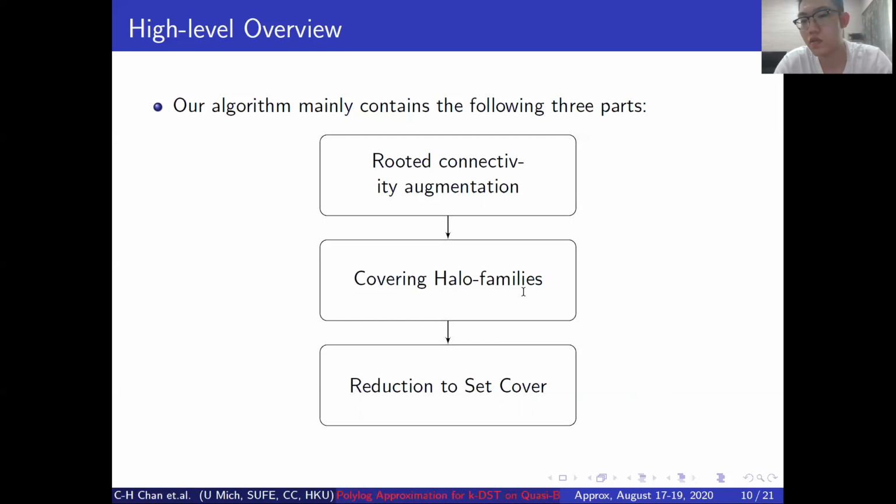We will reduce it to set cover. If we treat it as a black box, then we can use the set cover ratio and combine the above two steps' ratios, and it will give us an efficient approximation algorithm.